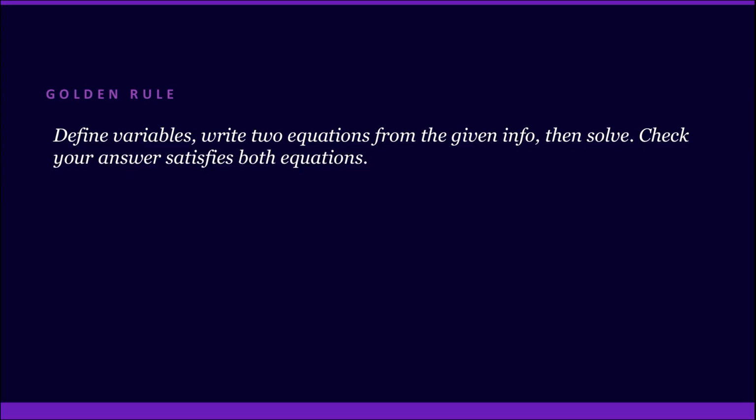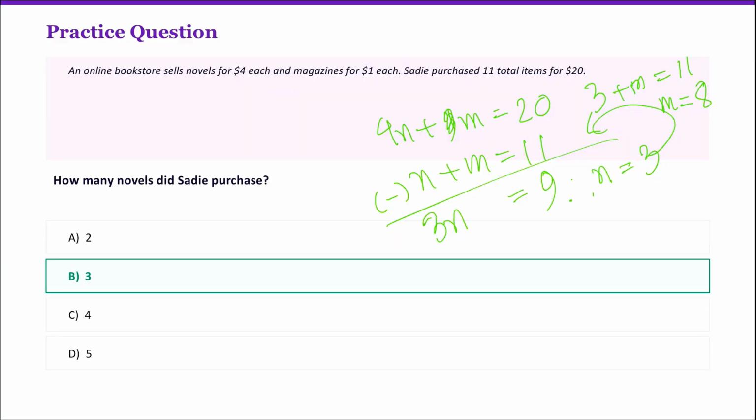The golden rule would be define variables, write two equations from the given information like we saw, and then try to solve it. And always check if your answer satisfies both equations, which we can just go back and try to do here. If we substitute n equal to 3 and m equal to 8 into the first equation, we get 4 times 3 plus 8. That gives us 4 times 3 is 12 plus 8, that's 20, which matches what's said in the question. And then n plus m is 11. 3 plus 8 is indeed 11.